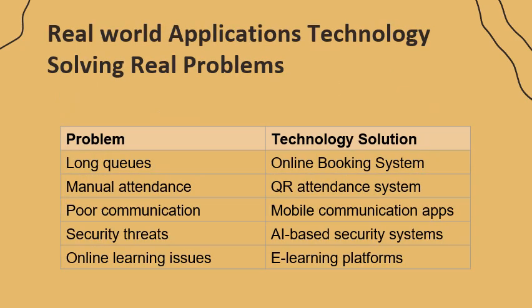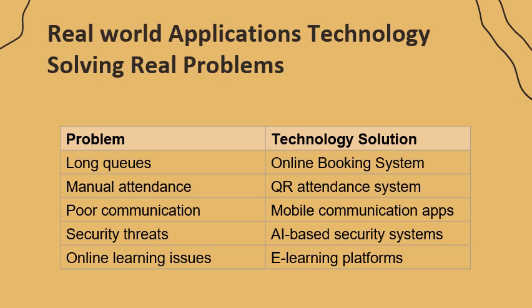Let's look at some simple real-world problems and how technology can help us solve them. For example, when we have long queues, we can use an online booking system so users can reserve their slots in advance and avoid waiting too long. For manual attendance, we can replace it with a QR attendance system where students can just scan a code to record their presence quickly and accurately.